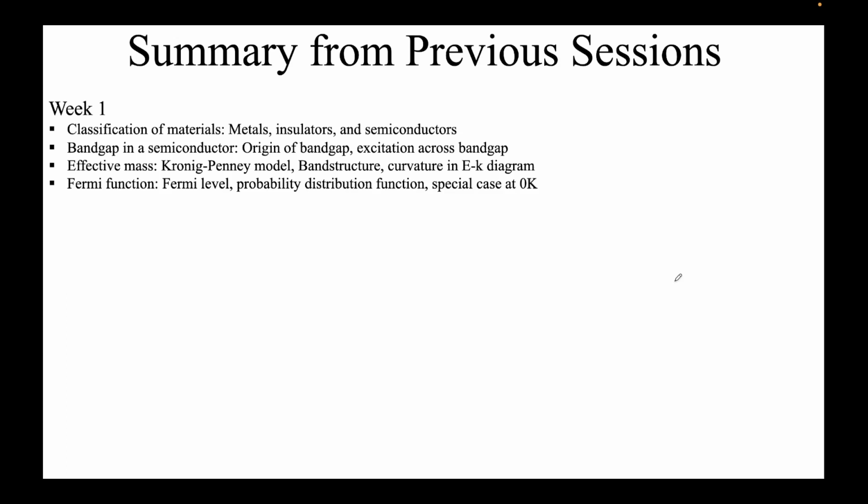So in the previous sessions, we started the classification of materials in terms of their electrical conductivity sigma. We saw what are metals, what are insulators, and a unique class of materials called semiconductors. They are unique in the sense that their electrical conductivity can be tuned as per the requirement. And what we also saw is the peculiarity of the semiconductors is something called the band gap.